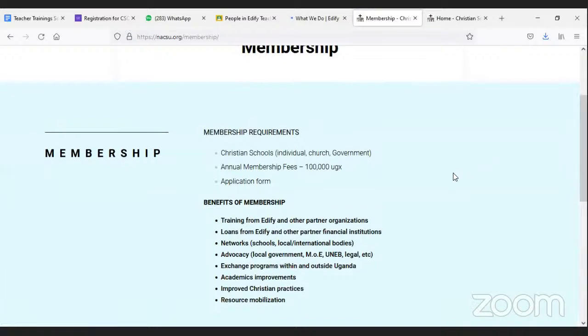So after encouraging you to be members, I would also encourage you to take on this training. Since COVID came, now you can see that there is a need to teach our learners online.